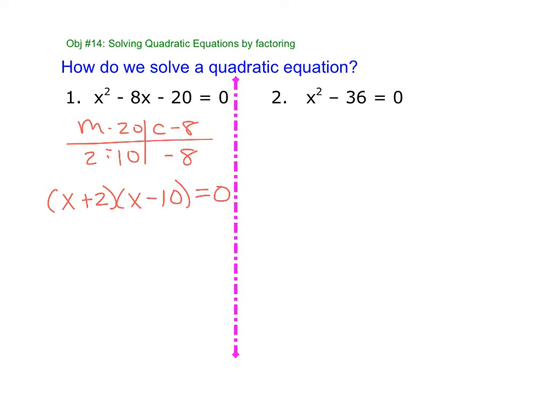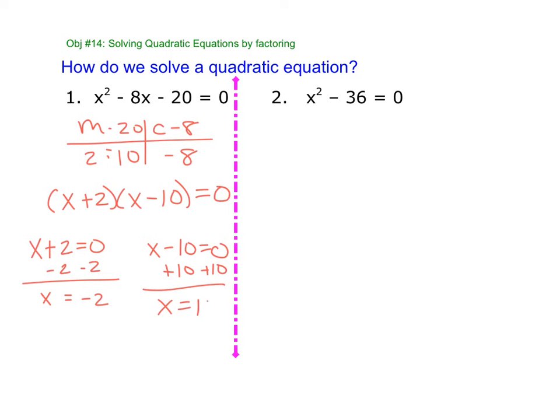So step 1, set it equal to 0. Step 2, we factor. Step 3, set each factor equal to 0. So x plus 2 equals 0, x minus 10 equals 0. And then step 4, solve for x. X plus 2 equals 0, so I minus 2 on both sides. X equals negative 2. Plus 10 on both sides. X equals 10. That's it.